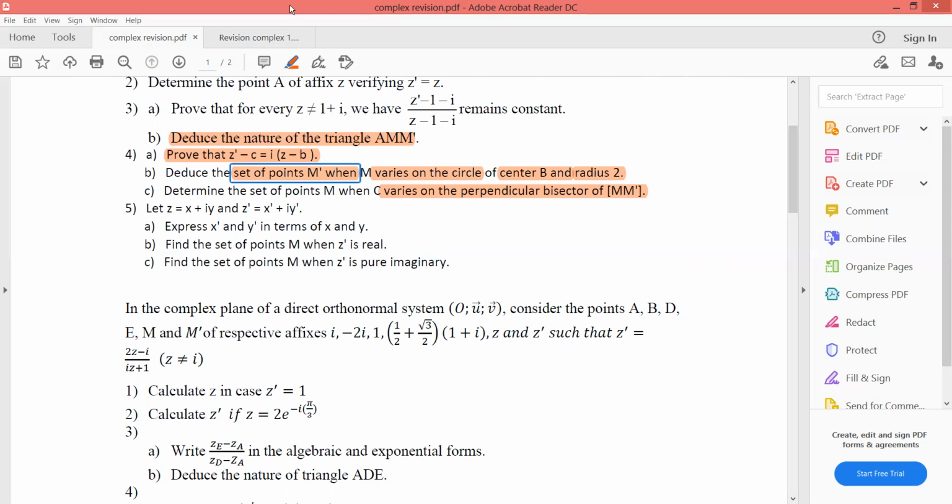Part 5. In this part, let Z equals x plus iy and Z prime equal x prime plus iy prime. Express x prime and y prime in terms of x and y.